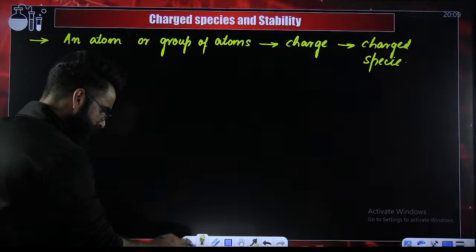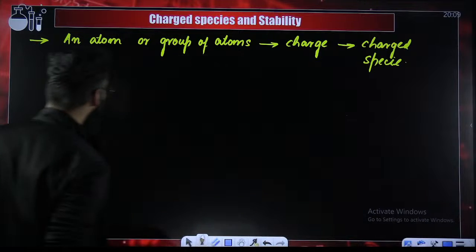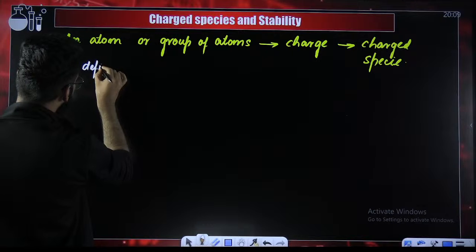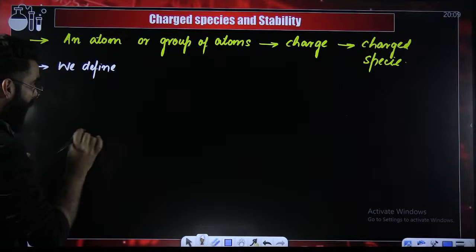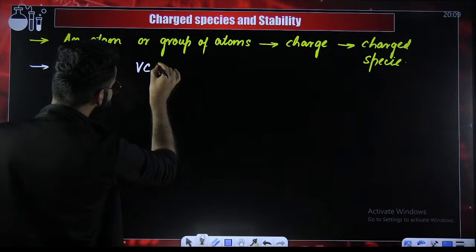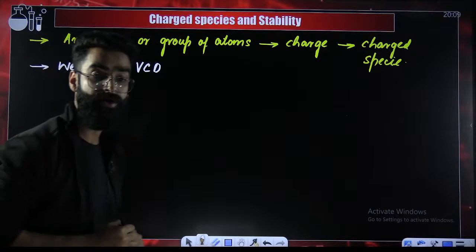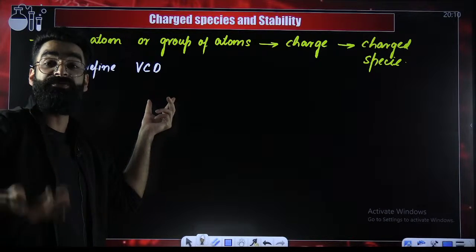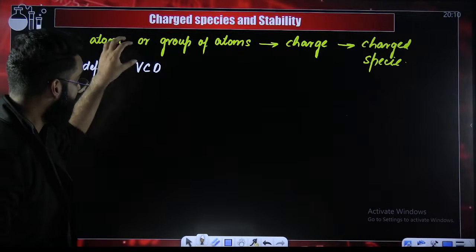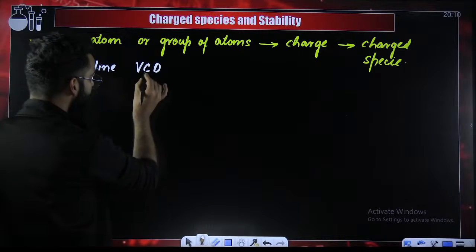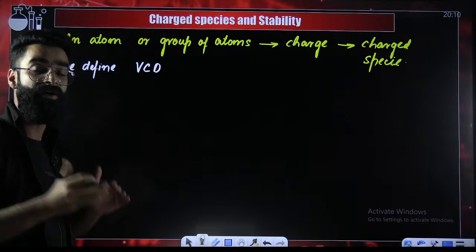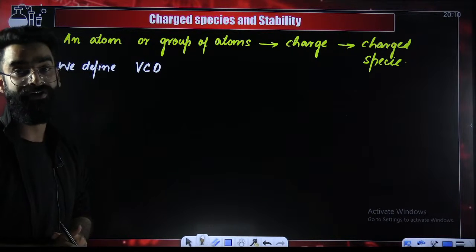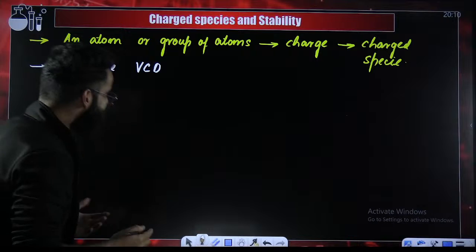Now, my dear students, for the charged species we define a term. What is that? That is VCD. VCD stands for volume charge density. This particular term, which I'm going to define in some time, we define for the charged species. Now, what is this VCD exactly?